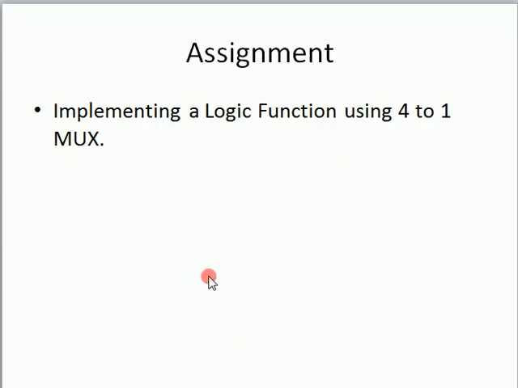There is also an assignment for you in which you have to implement a logic function using a 4 to 1 mux. I have not specified which logic function, it's up to you. You may choose any logic function and then implement it by using a 4x1 mux.